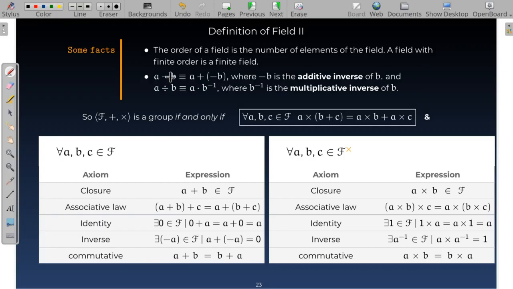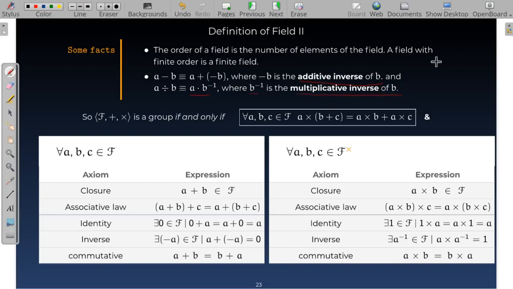Now A minus B is actually equivalent to A plus minus of B. As I told you in the last lecture, subtraction is actually addition in disguise. So you can see that A minus B is equal to A plus minus of B, where minus of B is called the additive inverse of B, and A divided by B is equivalent to A times B inverse, B to the power minus 1, and B inverse is called the multiplicative inverse of B.